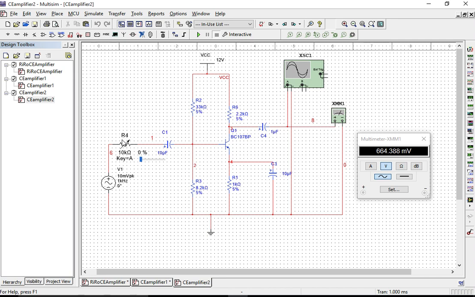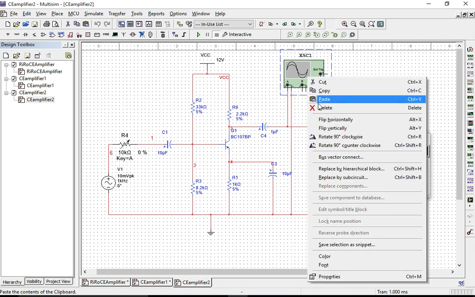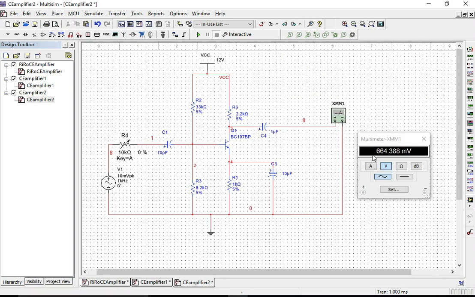0% indicates zero resistance. So 0% of 10k, 10% of 10k like that. If it is 100% of 10k means it is 10 kilo ohm resistor now. So initially I am placing it 0 and we can remove the CRO because it is not necessary here. Only the RMS voltage is required here.